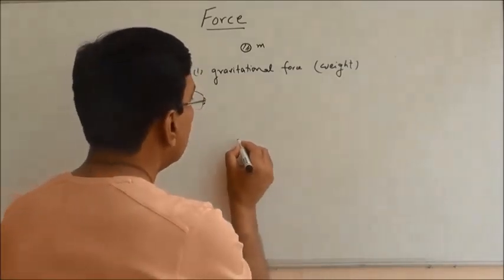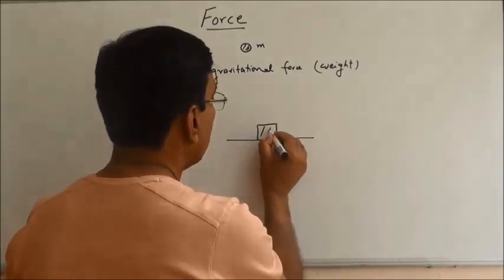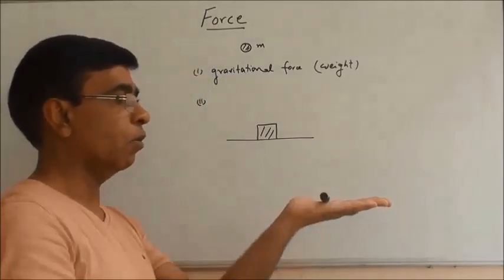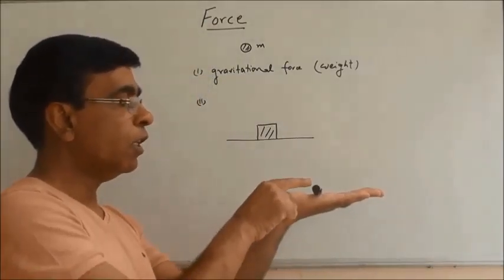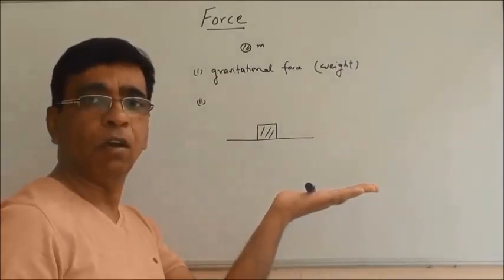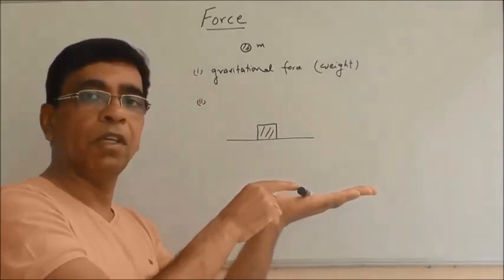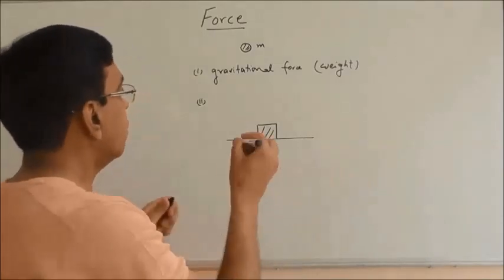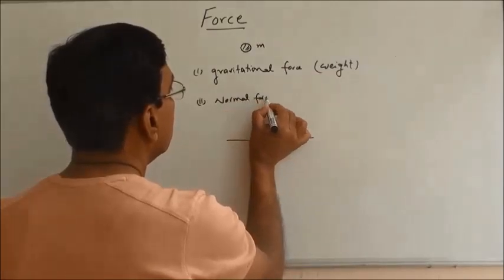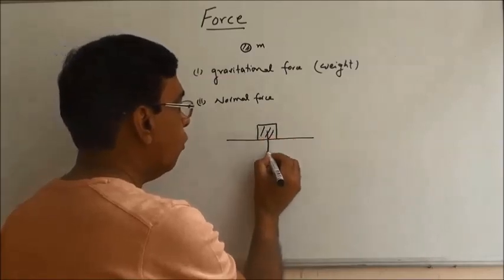Then second, there may be another force. Suppose I keep an object on a surface. I keep this pen on this. Now for this pen, there is weight. Earth is pulling it down, but even then it is not moving downward. It means again the forces acting onto it are balanced. This is a normal force.